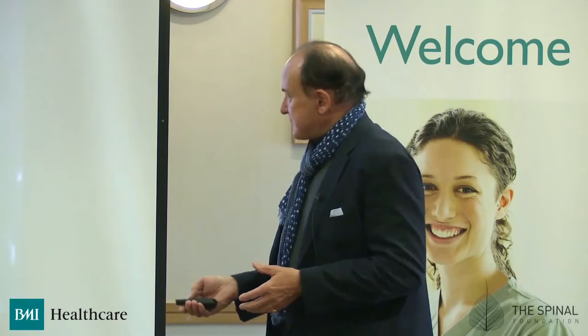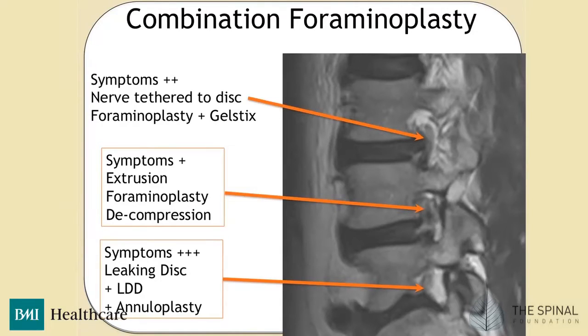So for the last 20-odd years, we've been doing predominantly single-level foraminoplasty, because that's all we could do with the technology available. And we have been improving that, and we're now into doing combination foraminoplasty. Here's another case. Here at this level, the patient had a leaking disc. There's the nerve coming out. There's the dehydrated black disc. That was treated with a laser discectomy and shrinking the back wall.